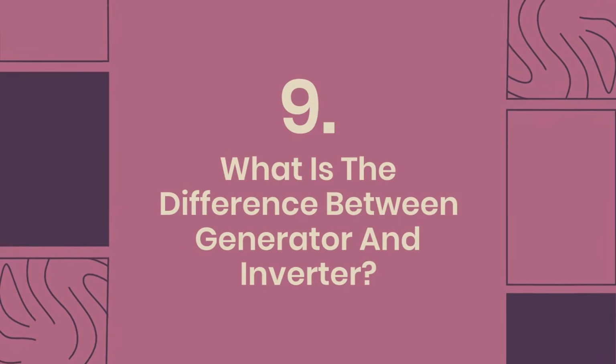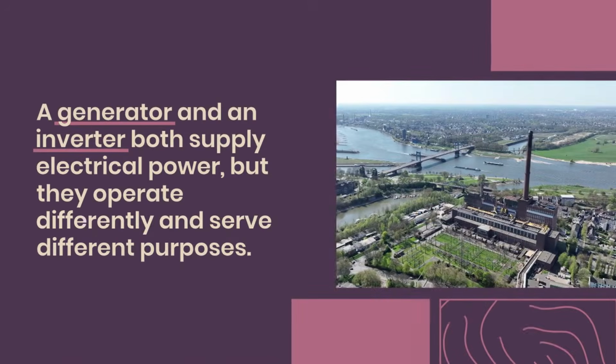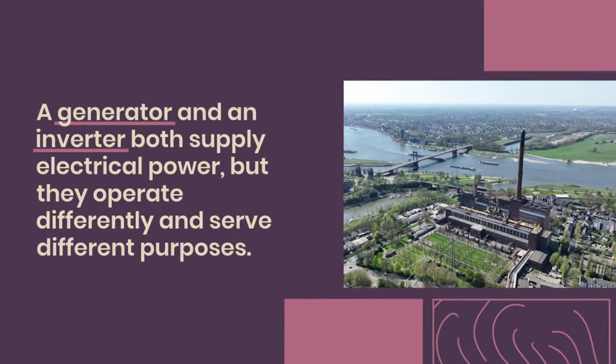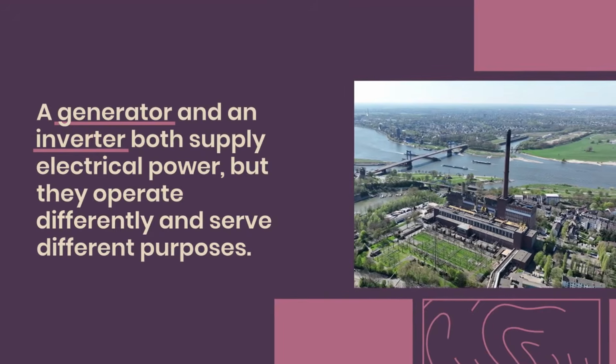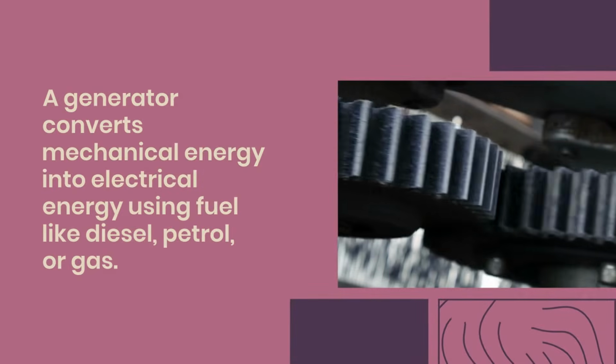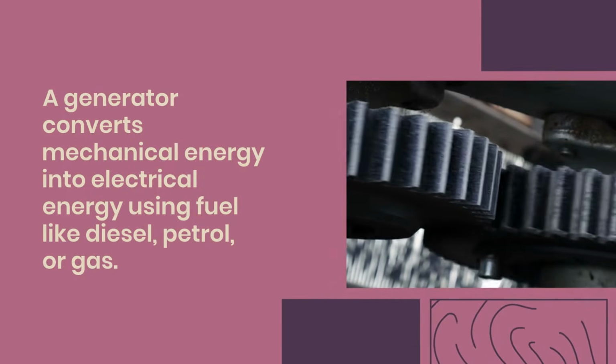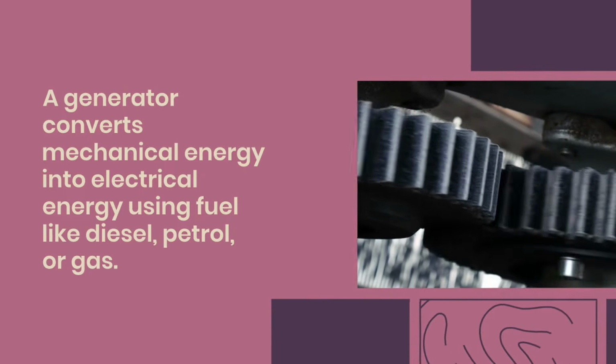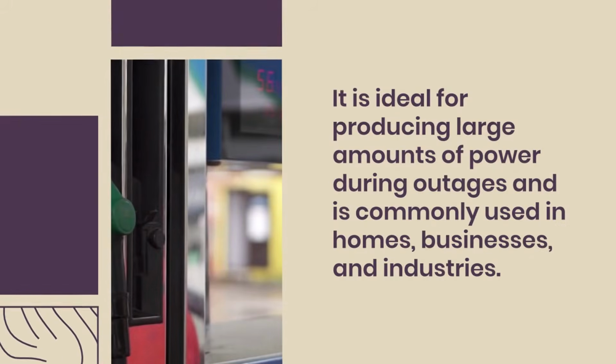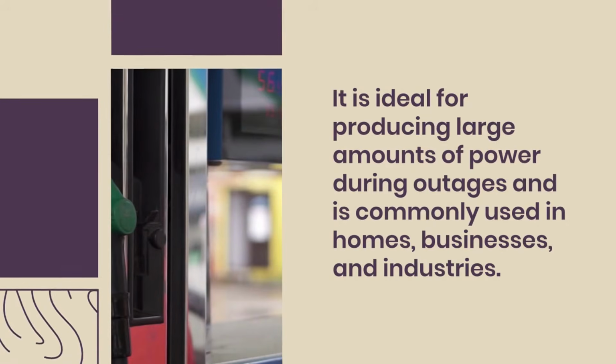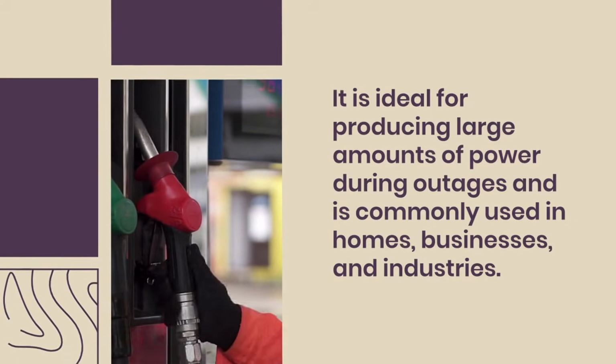9. What is the difference between generator and inverter? A generator and an inverter both supply electrical power, but they operate differently and serve different purposes. A generator converts mechanical energy into electrical energy using fuel like diesel, petrol, or gas. It is ideal for producing large amounts of power during outages and is commonly used in homes, businesses, and industries.